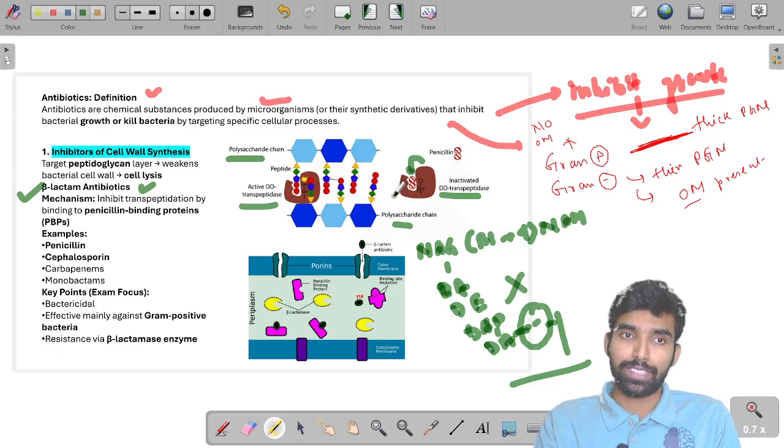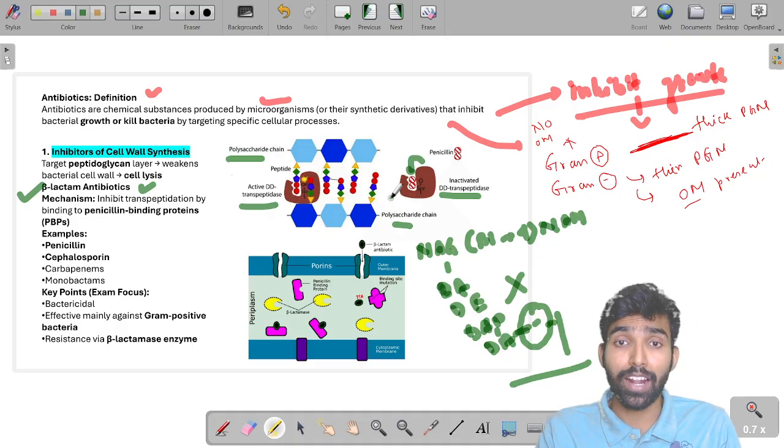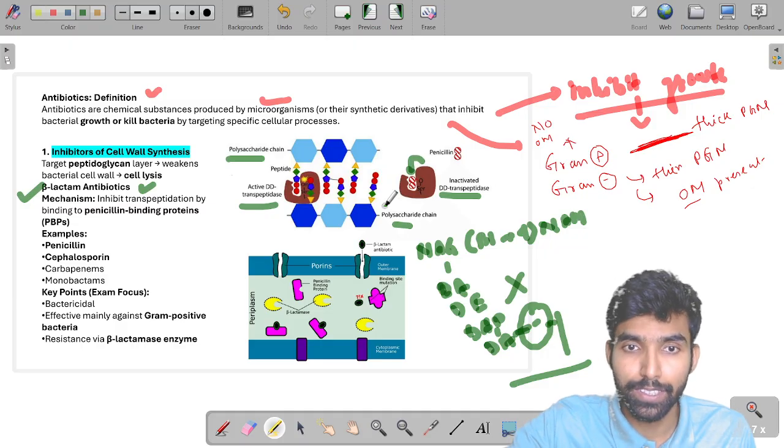Now how do bacteria acquire resistance? That's also one question, right? Bacteria have the beta lactamase enzyme. I will just zoom out here.